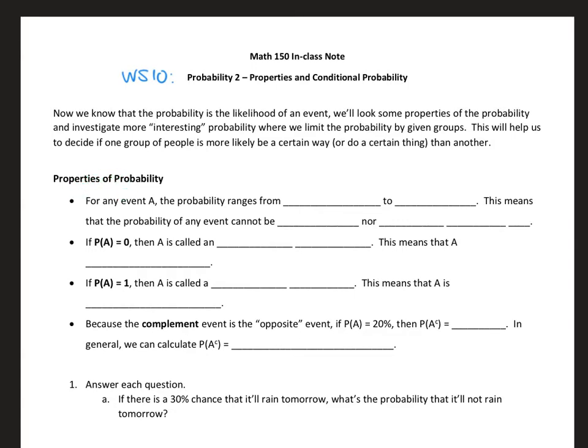For any event A, the probability ranges from 0, which is 0%, to 1, which is 100%. This means the probability of any event cannot be negative, because the lowest number you can get is 0, so you cannot get negative probability, nor can you get more than 1 or 100%. So there's no such thing as 120% probability.